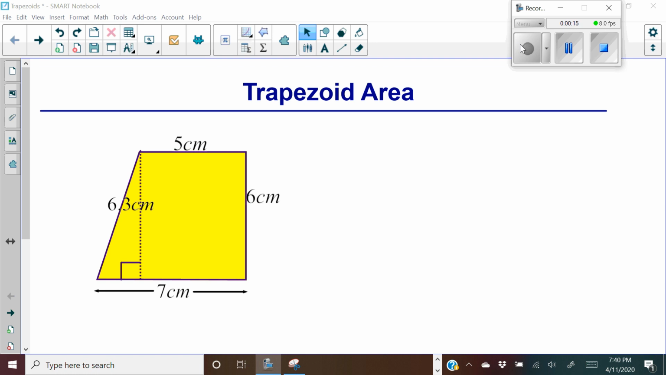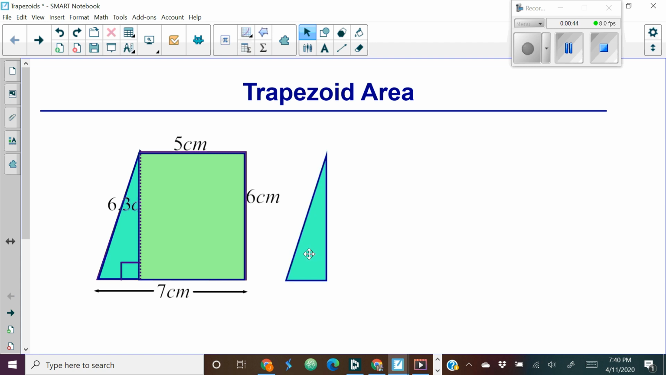This first trapezoid we're going to treat as a composite shape. And if you study the trapezoid, I bet you've already noticed that there is a rectangle, this green rectangle, and a right triangle, this blue right triangle. And those two figures together make the same area as the trapezoid. So to find the area of the trapezoid, we just need to add the triangle to the rectangle.